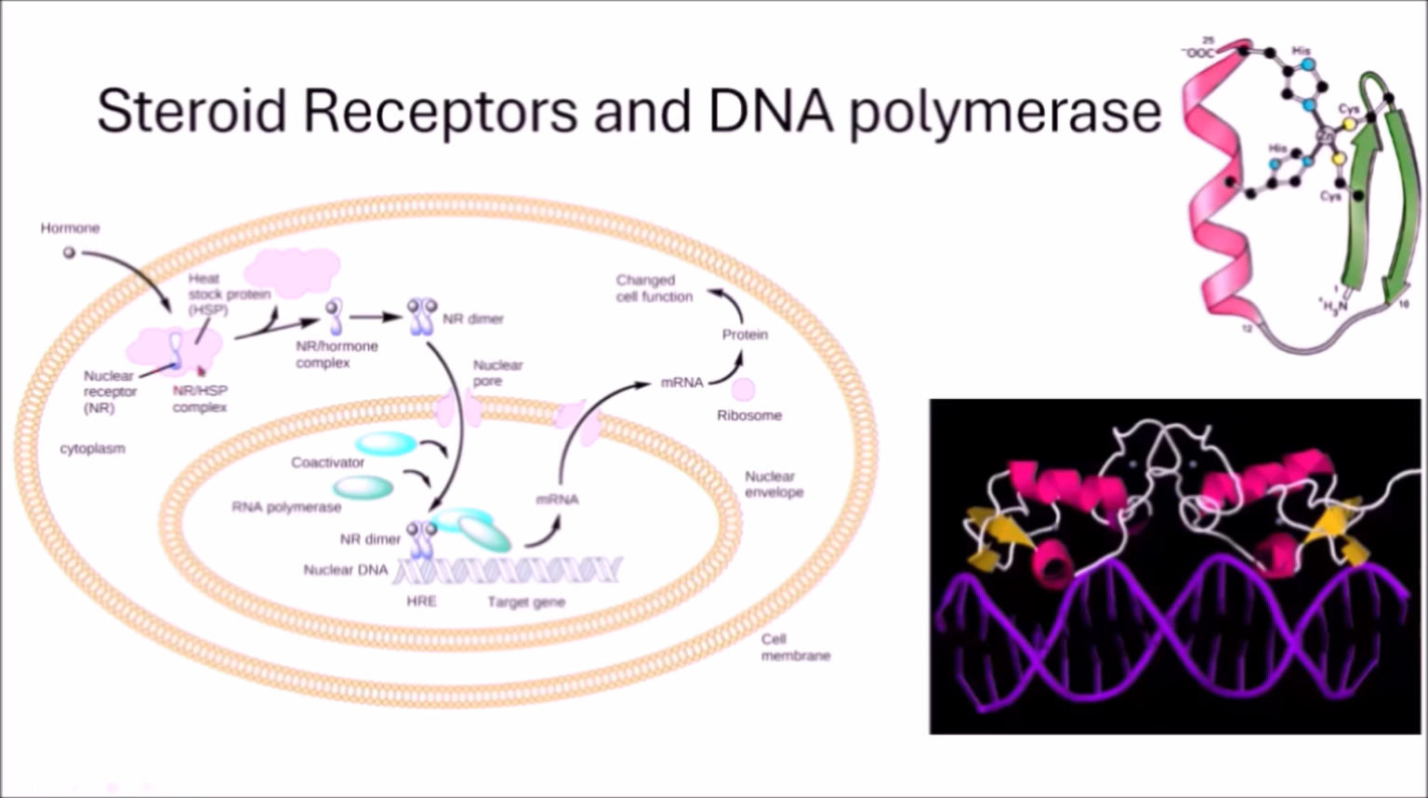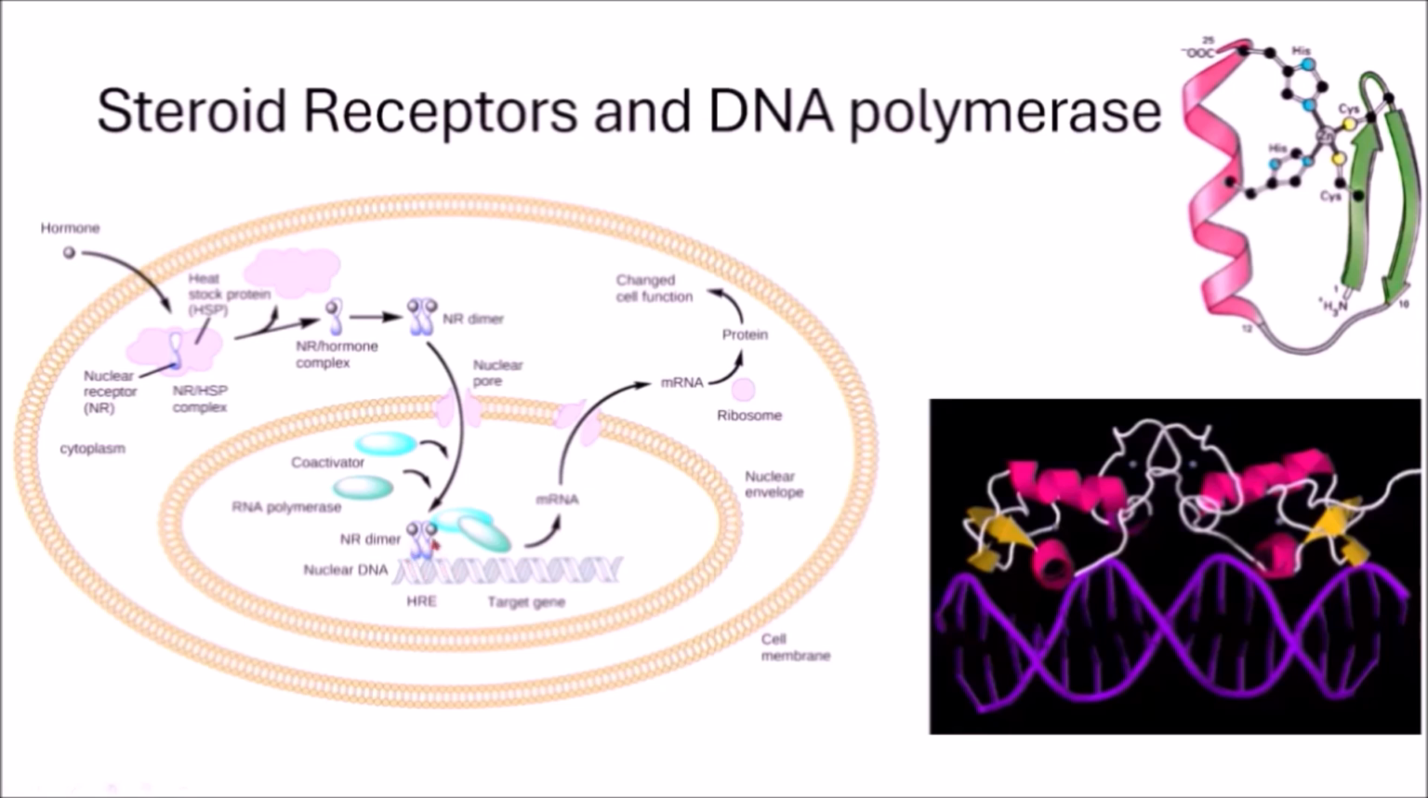Vitamin D will come in, bind to a nuclear receptor complex, and the nuclear receptor will bind to another nuclear receptor vitamin D complex to make a dimer. This dimer will then go through a nuclear pore and bind to DNA in the nucleus of the cell.